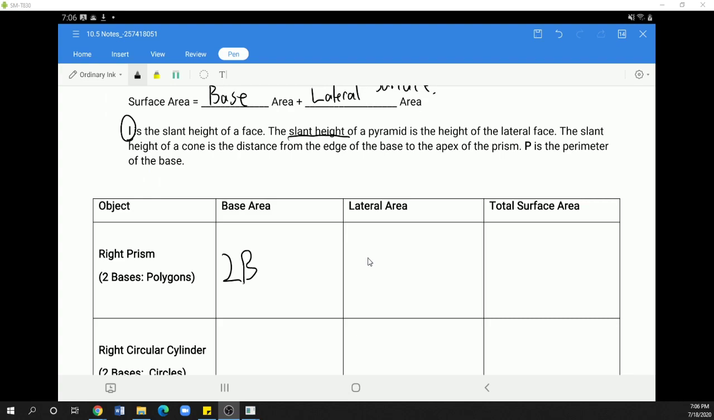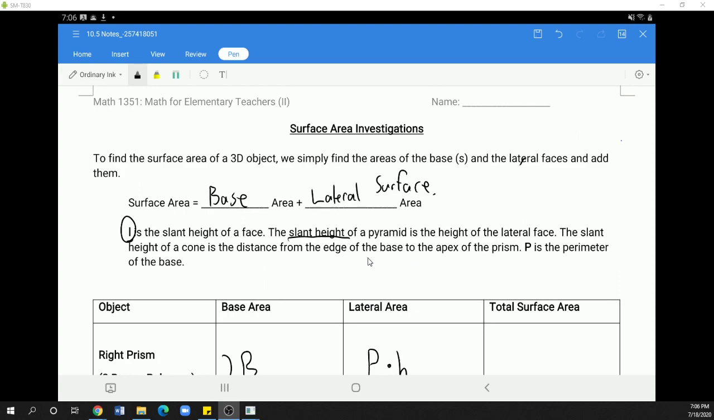For lateral area, this might look weird, but it's going to be the perimeter multiplied by the height. At first that might seem confusing. Why do we need perimeter when we're talking about problems involving areas? So let's go ahead and draw a prism. We'll go with a triangular prism. And there's no way to draw it so you can see all three sides at once, so we're just going to have to kind of work it out.